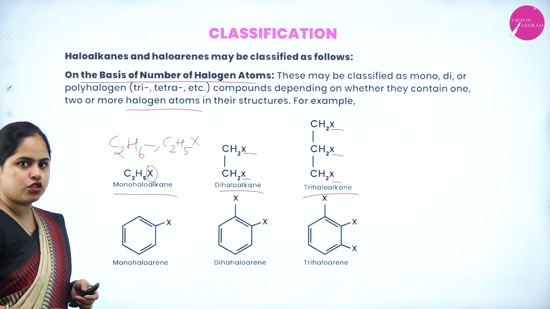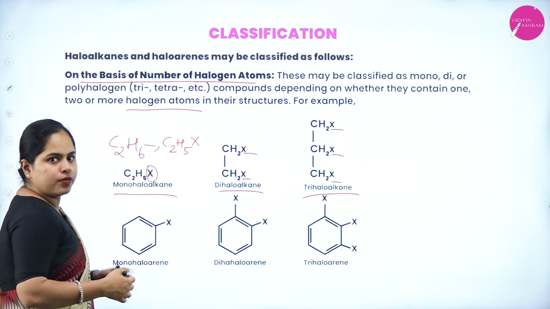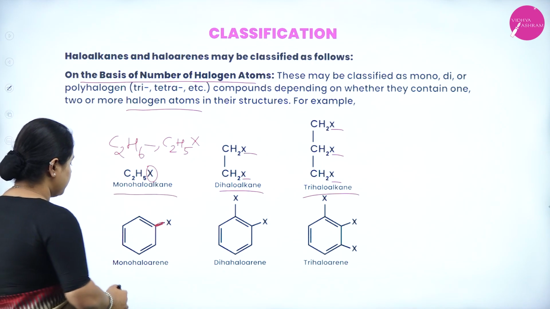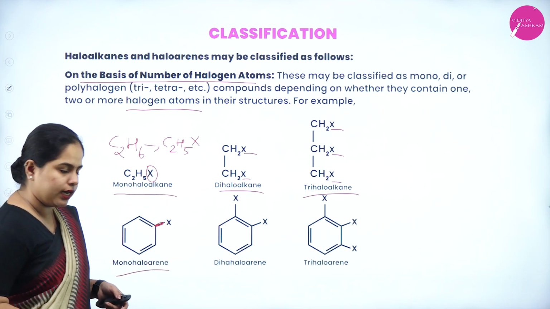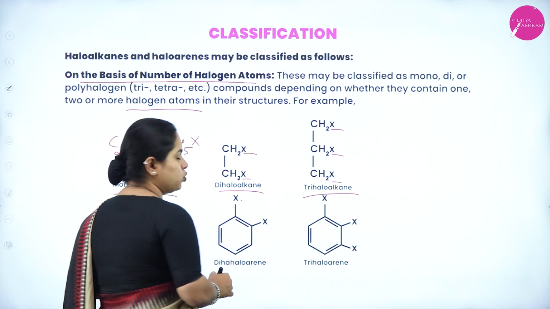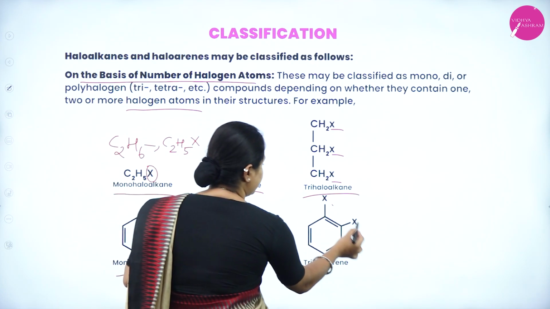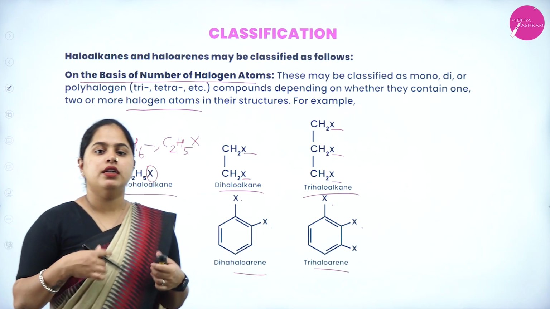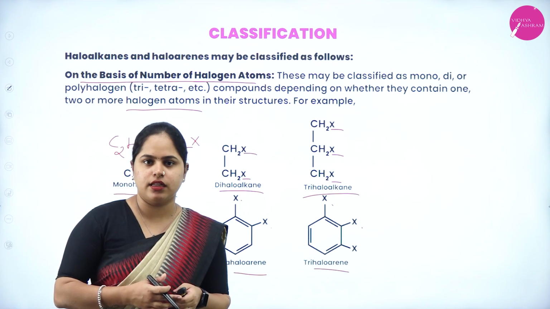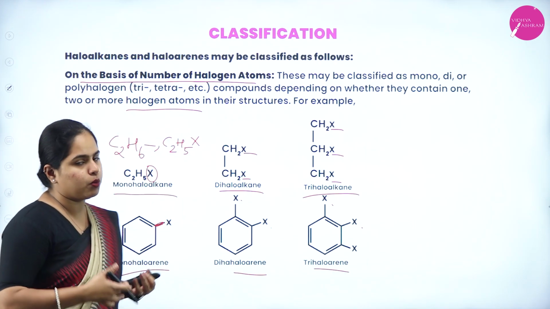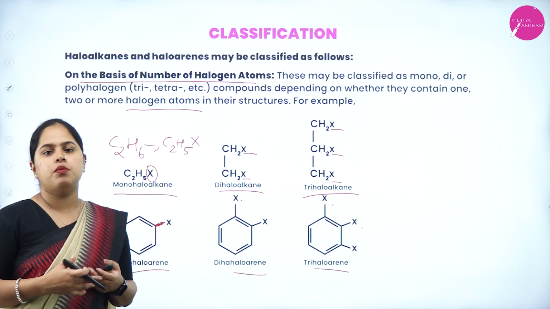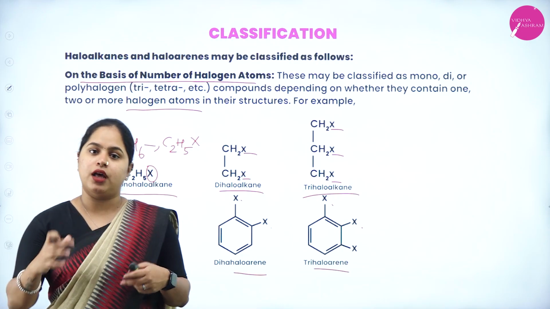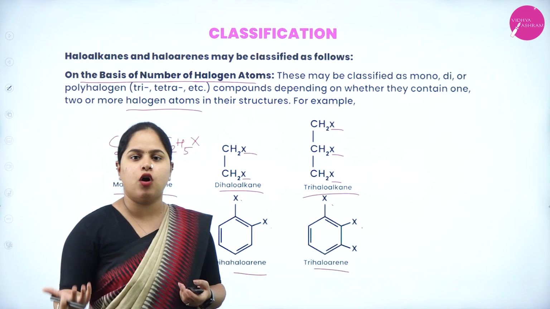Now in the case of arenes also, this is a benzene structure in which one hydrogen atom is replaced by a halogen atom. So this becomes monohaloarene, right? Now this will be dihaloarene. 2 halogen atoms are present. Now this will be trihaloarene. So this is how the first classification is done based on the number of halogen atoms present in the compound. I hope it is clear. It can be mono, di, tri, tetra based on the number of halogen atoms present. So it is called monohaloarene or monohaloalkane, based on whether it is an alkane or arene, right?